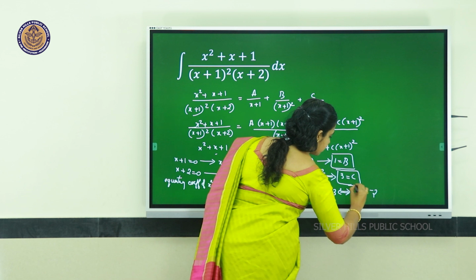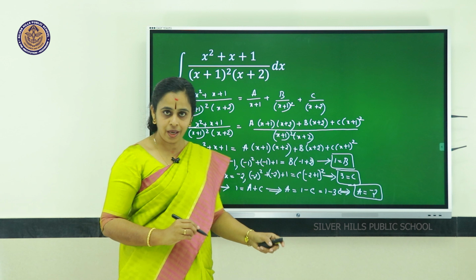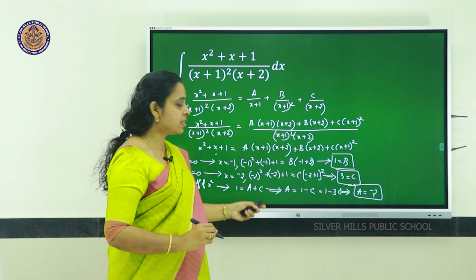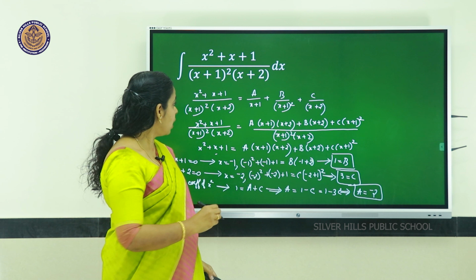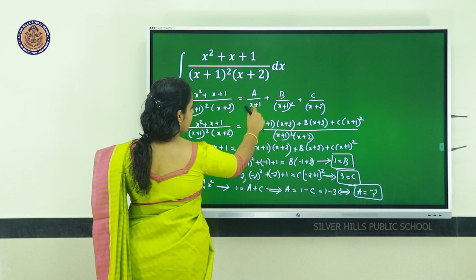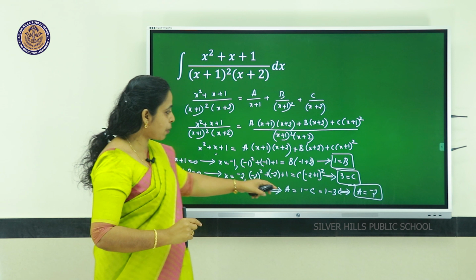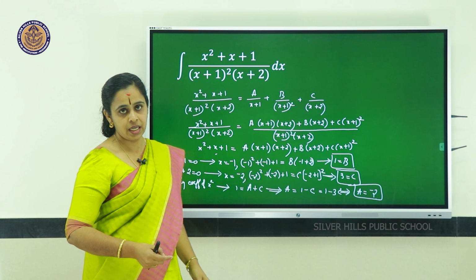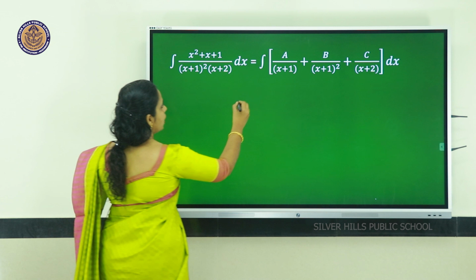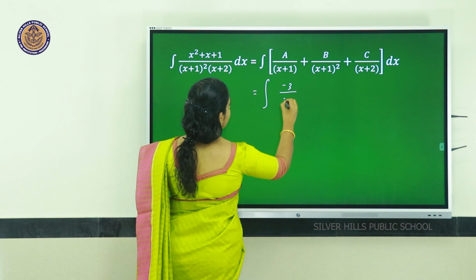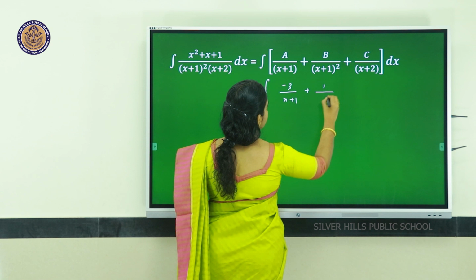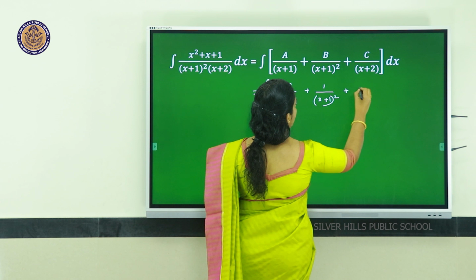Now we got the values of a as minus 2, b as 1 and c as 3. Now let us substitute all these values in the integrand. That means in the place of this integrand, we will replace a by x plus 1, b by x plus 1 whole square and c by x plus 2. And we will substitute in the same line a minus 2, b 1 and c 3. Equal to integral minus 2 divided by x plus 1, plus 1 divided by x plus 1 whole square, then comes 3 divided by x plus 2 dx.